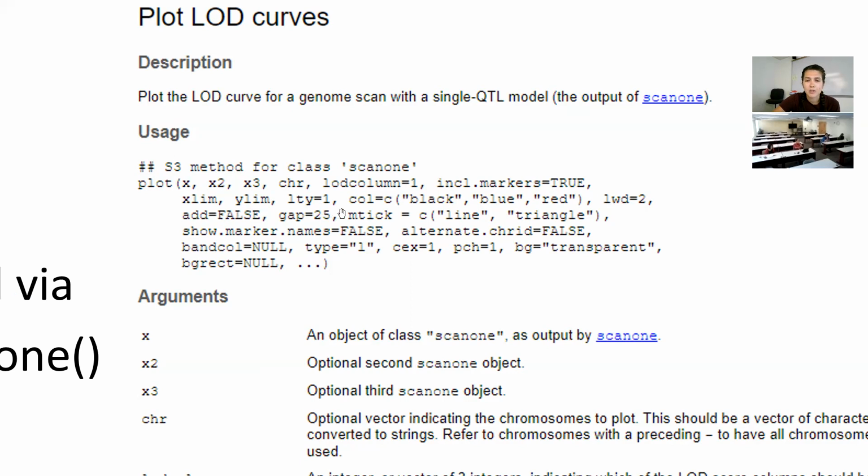Add and gap, I've never used those before. You can change the tick mark types. I don't know why you'd want a triangular tick mark, but you can do it if you want. The show marker names, the default is false. We can set that to true if we do want to show the marker names. You can set alternate chromosome IDs. That would be an instance if you hadn't renumbered the linkage groups correctly coming out of your mapping and you needed to renumber it to the actual chromosome numbers.